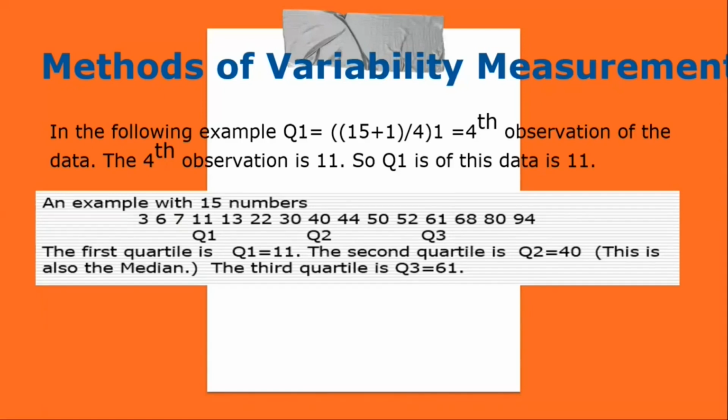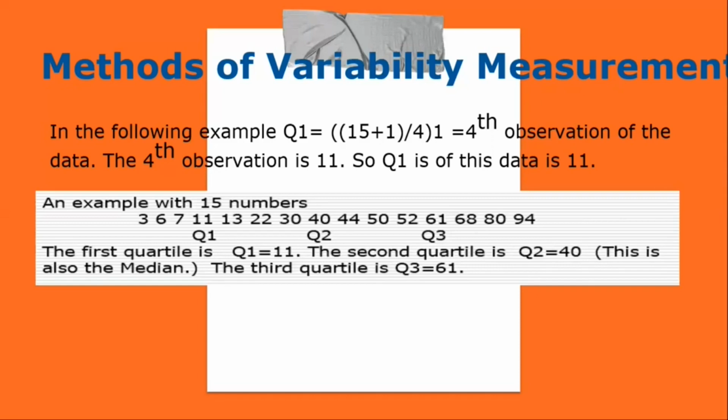In the following example, Q1 equals (15 + 1) / 4 = the 4th observation of the data. The 4th observation is 11. So Q1 of this data is 11. An example with 15 numbers: 3, 6, 7, 11, 13, 22, 30, 40, 44, 50, 52, 61, 68, 80, 94. The first quartile is Q1 equals 11. The second quartile is Q2 equals 40. This is also the median.